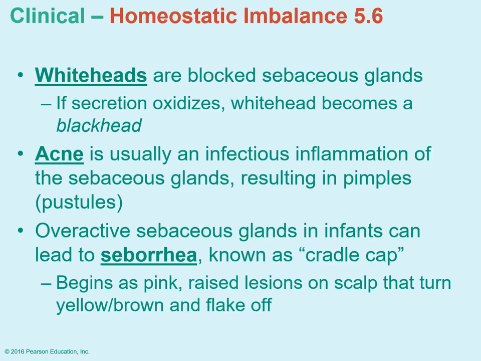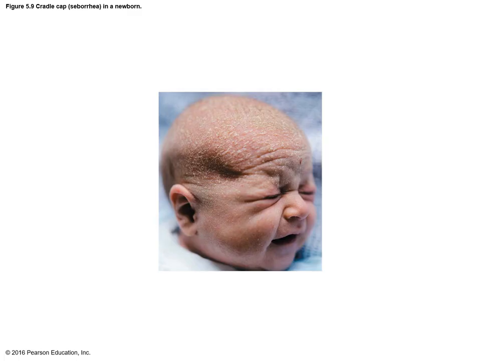Overactive sebaceous glands in infants lead to what's commonly referred to as cradle cap. It kind of starts as pink raised lesions, and then they turn into this yellowish brown, and eventually will then flake off. So that's when they're overactive.